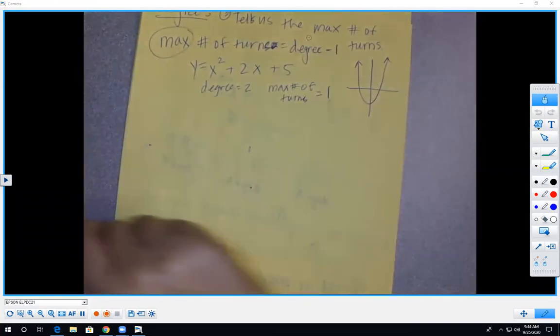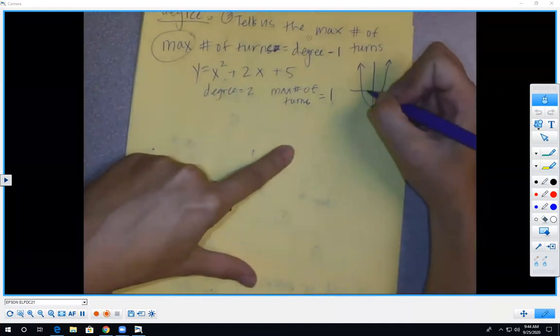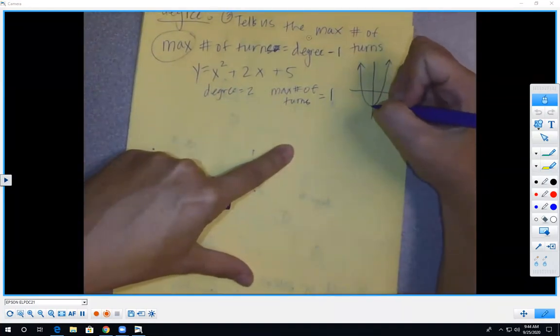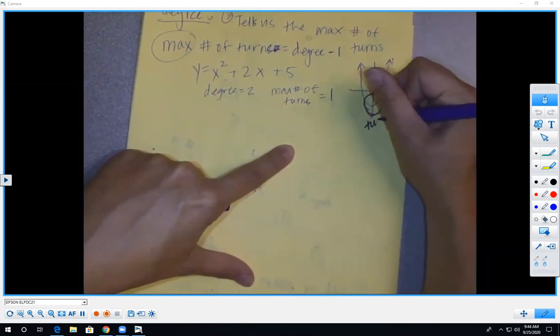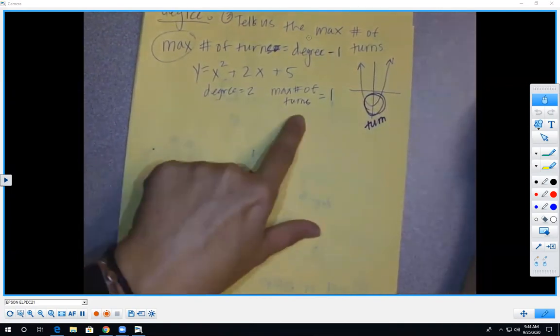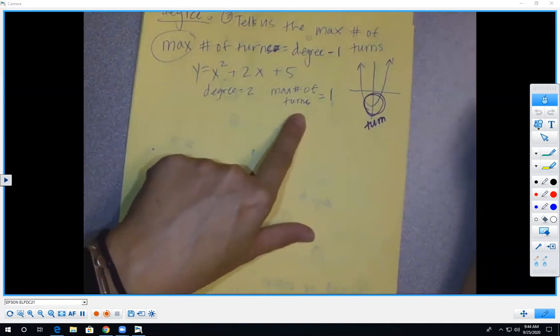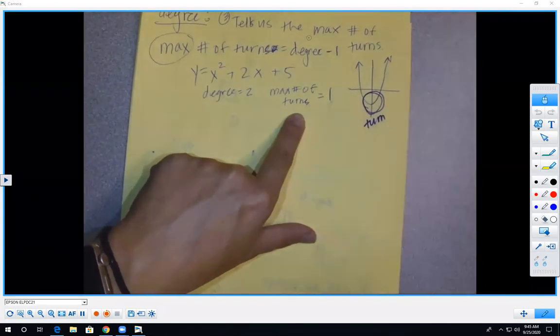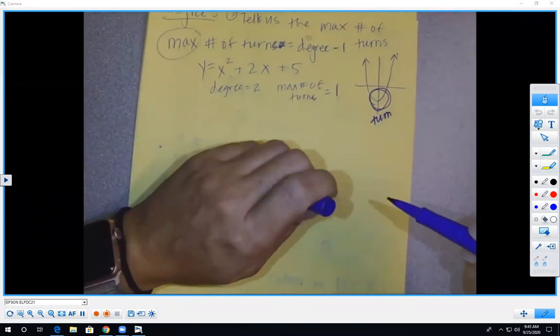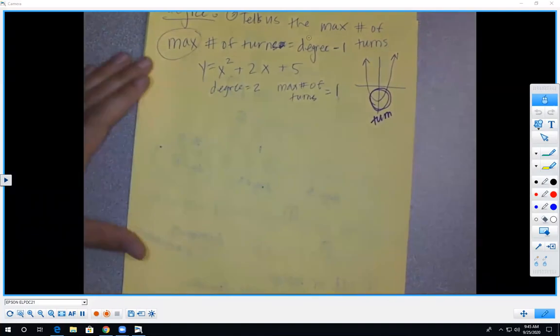The number of turns it has: where does it turn? Here at the bottom. It was going down and now it turned and it's going to go back up. So that's my turning point right there. Do you see why a quadratic will have a maximum of one turn? Because it's always going to be a U-shaped graph and it's always only going to have one turn on it. Does that make sense? Okay, so let's do a bigger one.